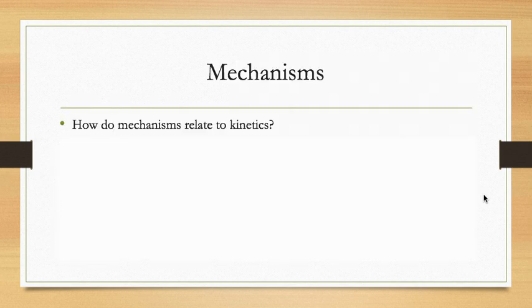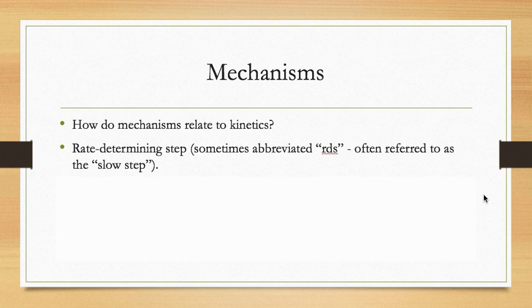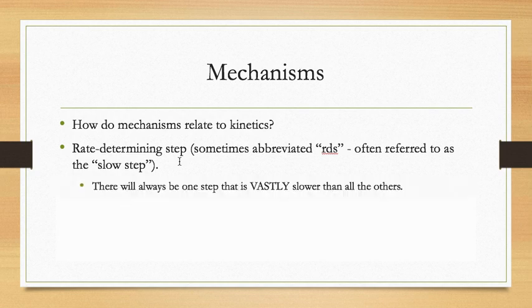So how does this all relate to kinetics, right? We talked about kinetics and how fast reactions happen. And now we talked about mechanisms, right? But how do the two link together? So there's a term called the rate determining step, and it's sometimes abbreviated RDS, and sometimes it's called the slow step. And what that is, is the slowest step in your mechanism. So when you have a mechanism, not every step is going to occur at the same rate. And in fact, you'll always have a rate determining step that is vastly slower. Okay? The rate determining step is vastly slower than all of the others.